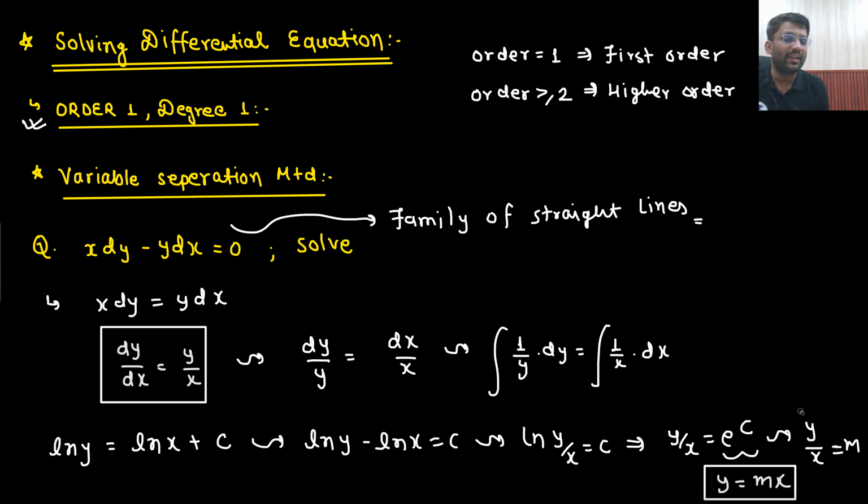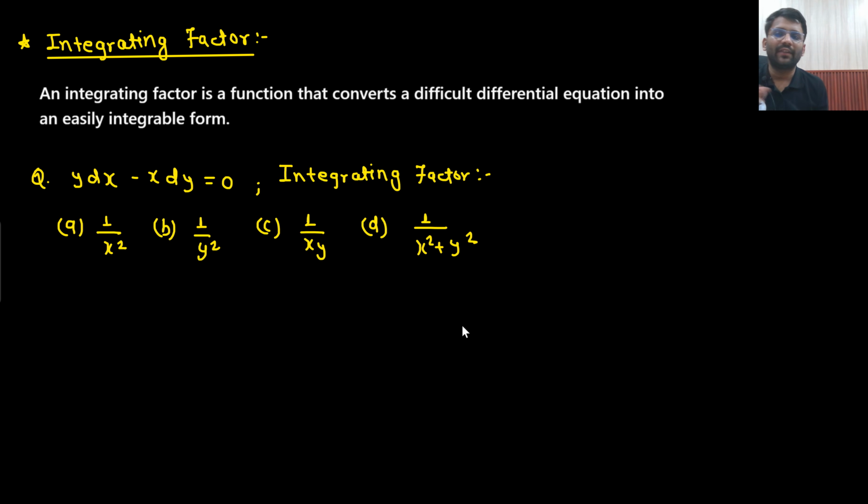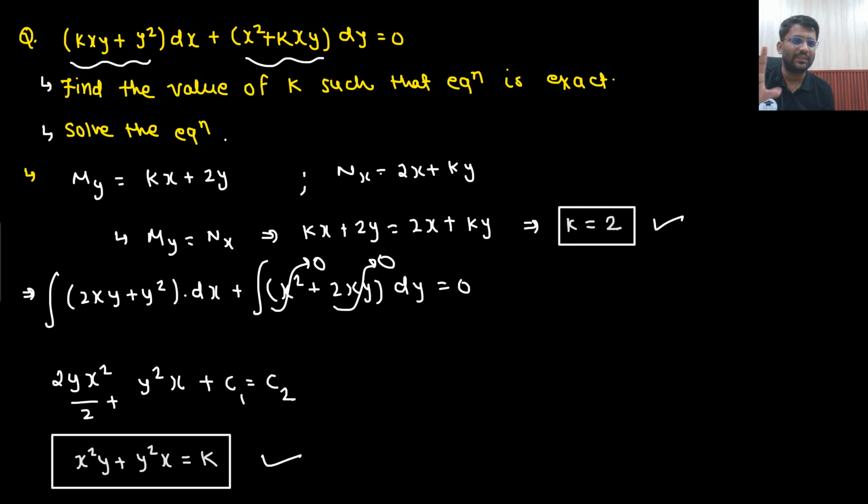Understandable? So we can make it exact. This equation is not exact. We can make it exact. How will we make it exact? That we will see. So what is the meaning of integrating factor? Two kinds of concepts we have seen. First one was variable separation, other one was exact equation.